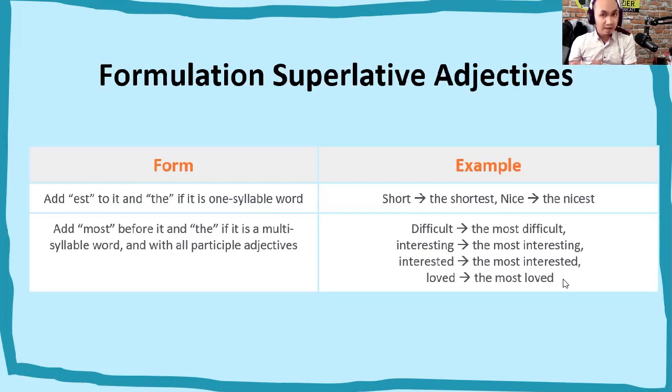And for the superlative adjective, if you want to use it with one syllable, just use "the" and add EST after the word. For example, the shortest. And if you want to use multi-syllable, just use "the most". All right, let's move on.